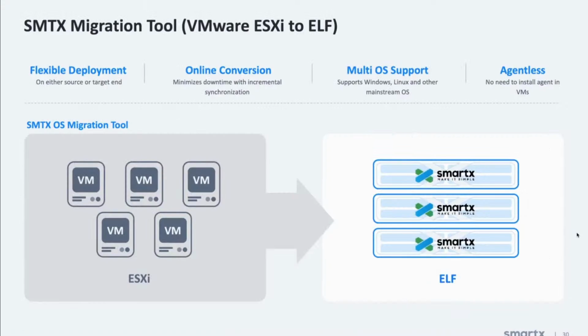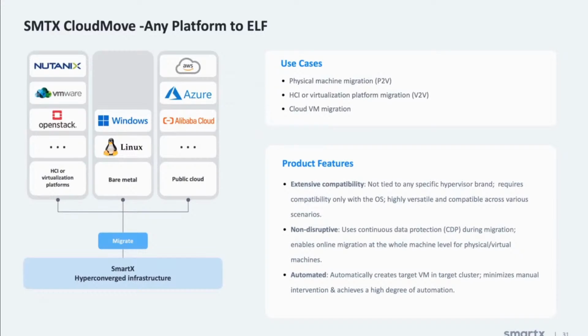Next, let's move on to features regarding migration. I'm sure that many of you have already used our agentless migration tool released previously, which allows you to seamlessly migrate VMs running on VMware ESXi to SmartX native virtualization platform ELF. It supports a wide range of mainstream operating systems and can significantly reduce the VM downtime through full and incremental migration methods. And now, we are bringing the migration tool to the next level.